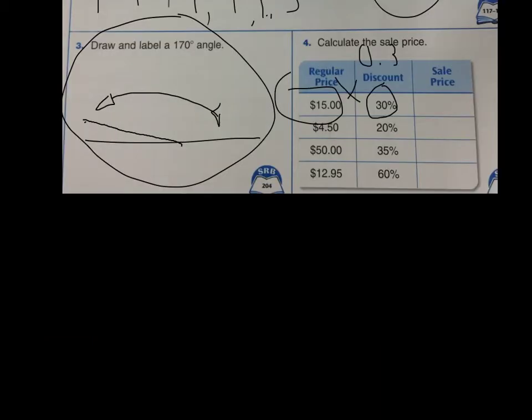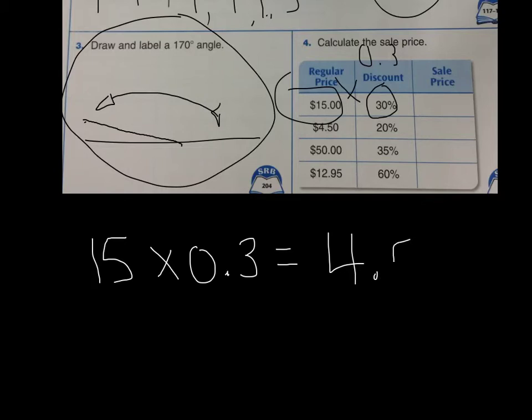So let's actually try it. We have $15 times 0.3 equals 4.5. Or we could say $4.50. And we subtract that from $15.